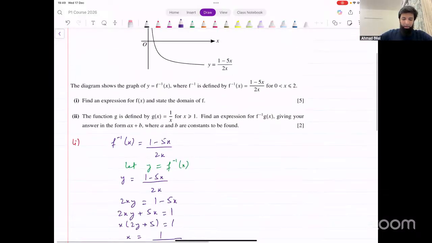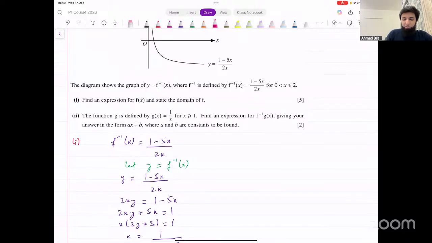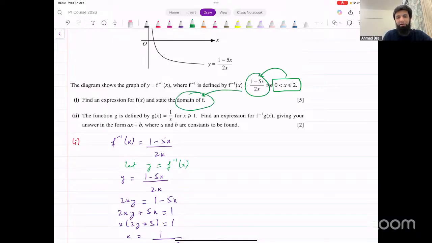Okay. All right, now it says state the domain of f. Domain of f. How do you figure that out now? Now we know the domain of the inverse function. Using that, if we can somehow find the range of the inverse function, that will be the same as the domain of f. Right? Remember the connection between the domain and range of a function and its inverse?